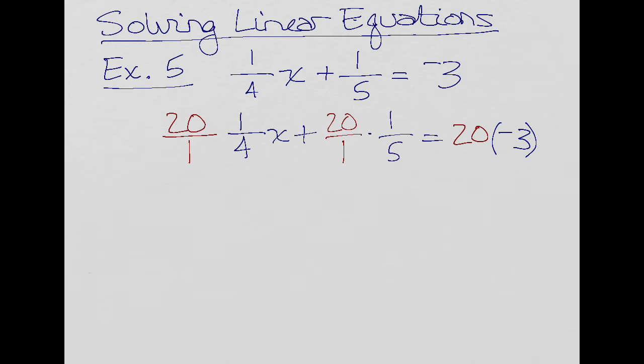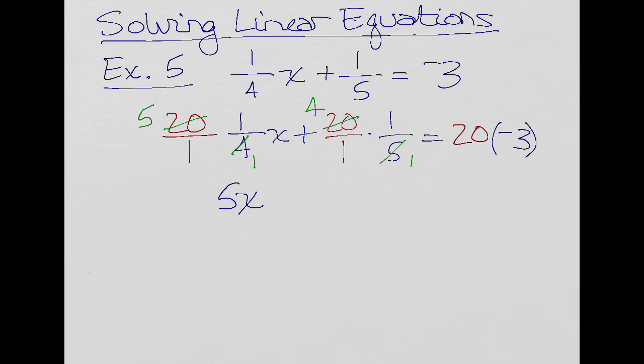Look what happens when I multiply here. I can simplify 20 divided by 4 and 4 divided by 4 so that my denominator is now 1, and all I have left from this term is 5x. Next, 20 divided by 5 is 4. 5 divided by 5 is 1.